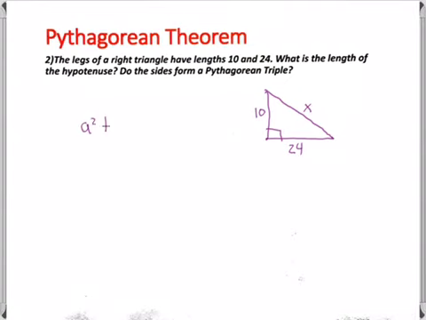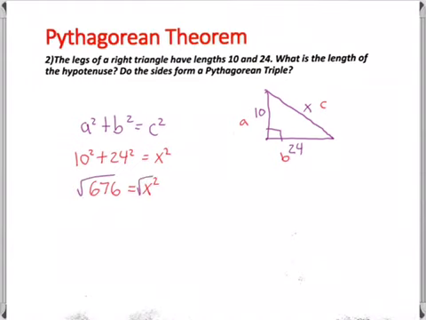So a squared plus b squared equals c squared. So we've got a, b, and c. So that's 10 squared plus 24 squared equals x squared. 10 squared is 100, 24 squared is 576. When you add those together, you get 676 equals x squared. Our last step is to square root. And in this case, we're going to get x to equal 26.